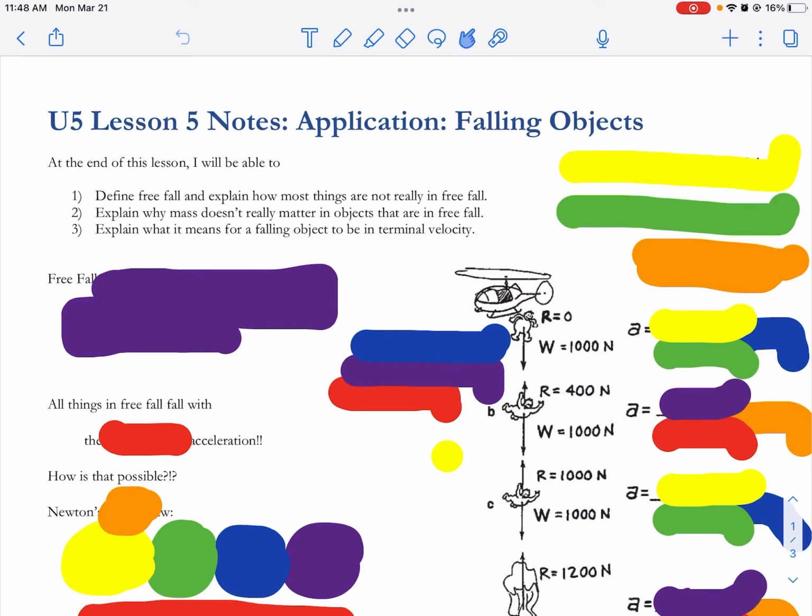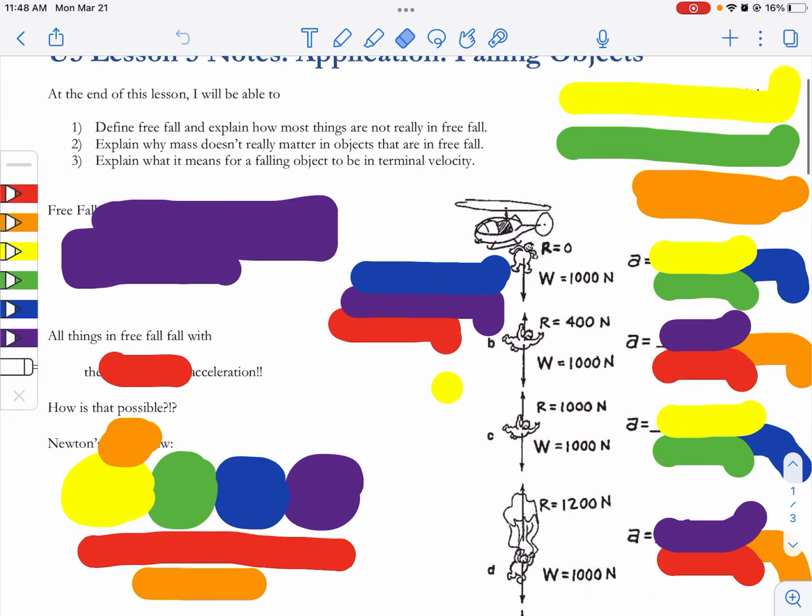This is Gastler, and in this video we're going to talk about falling objects. At the end of this lesson, you should be able to define free fall and explain how most things are not really falling in free fall, and explain why mass doesn't really matter and what it means for an object to be falling at terminal velocity. So let's get started.